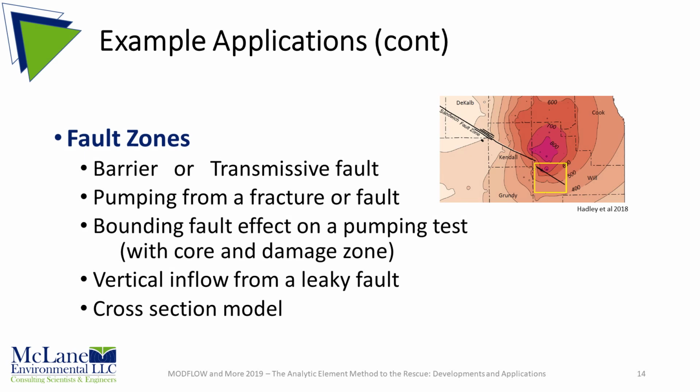In the next several sections, we will examine AEM models that incorporate fault zones into the regional aquifer flow field using a variety of elements and techniques, including barrier faults, where those faults can be either no flow or leaky barriers, transmissive fault, where flow moves into and along the fault zone, pumping from a well in a fracture or fault that is represented as a simple linear AEM element, pumping from a well in a fault zone where that is represented as a transmissive zone of some width, a bounding fault effect on a pumping test where the fault has both a core and a surrounding rock damage zone, vertical inflow from a leaky fault into a lower aquifer flow zone, and a cross-section model, a two-dimensional vertical slice model, that shows how geologic fracture and fault features can affect the vertical movement of groundwater.